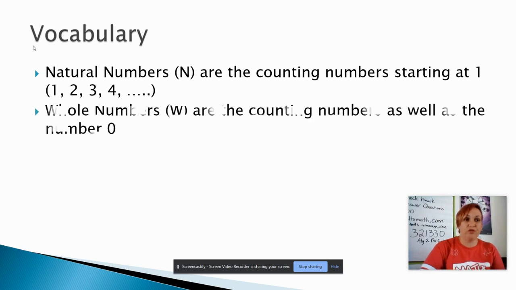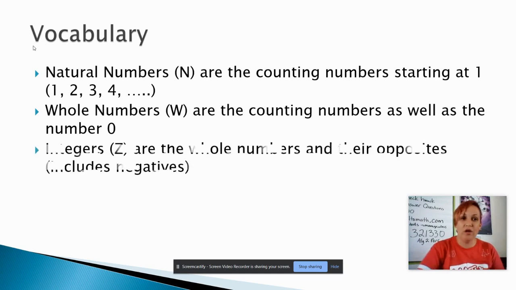The next group of numbers are called whole numbers. Whole numbers can be shortened to the letter W. The whole numbers are all of the counting numbers, and then we're just going to add one more number to the category, and that's the number 0. So if you start counting at 0 instead of counting at 1, we're now talking about whole numbers. Please notice that we've only done positives so far.